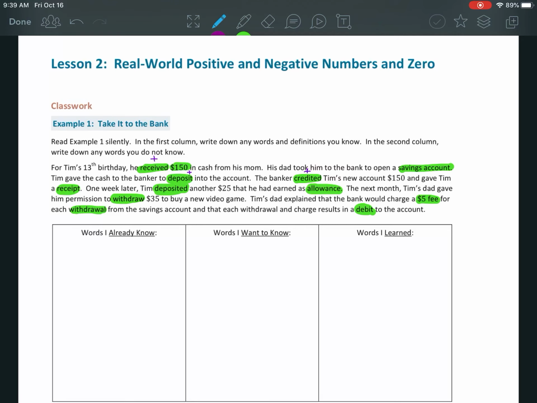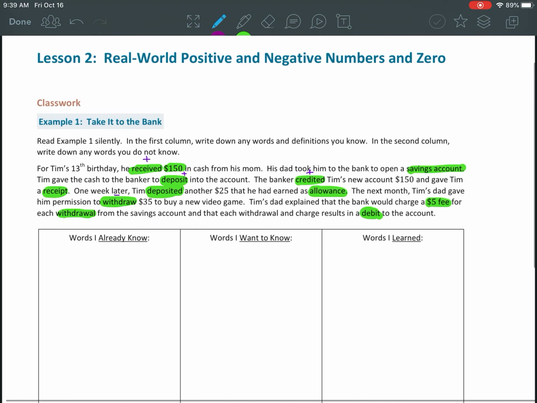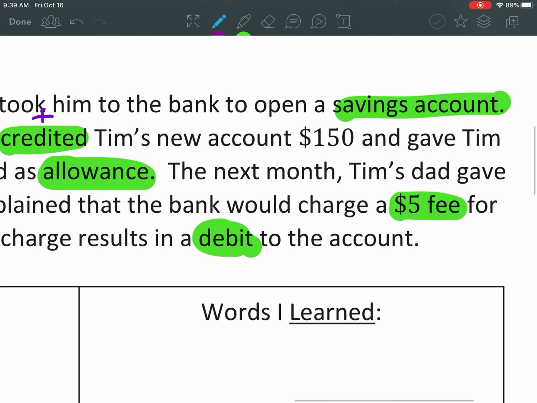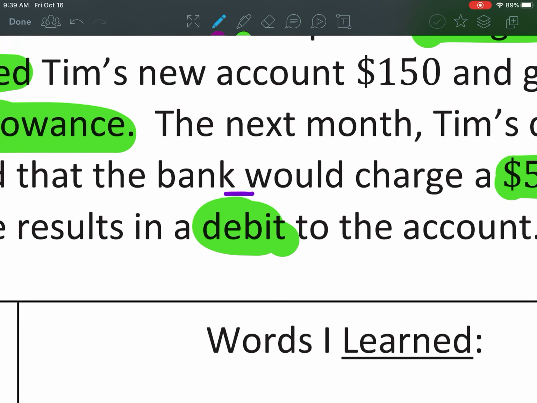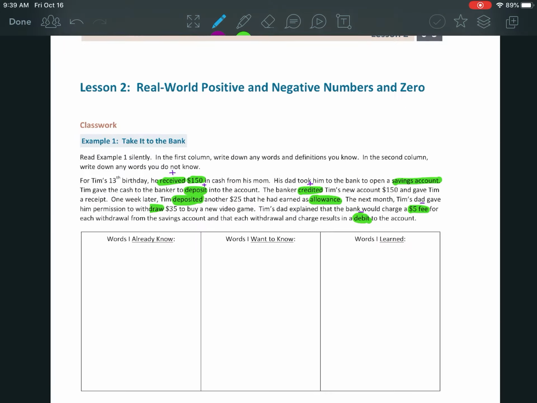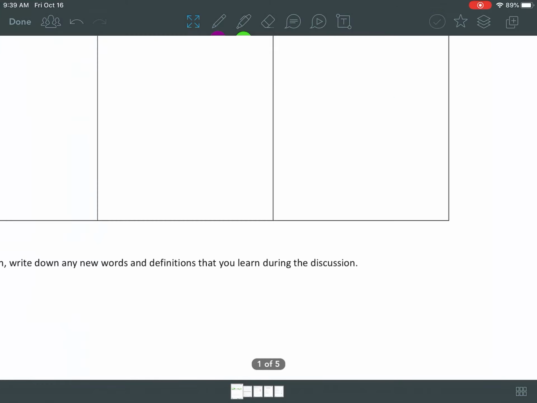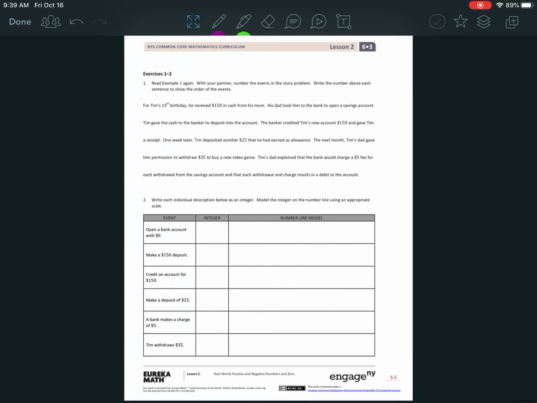Then he got permission to withdraw money. So if you're withdrawing money, that's a negative because you're taking that out of your account. And a fee is an extra charge, and that's also negative. And then a debit is negative. So a credit is positive, a debit is negative. And we have these different positive and negative numbers.